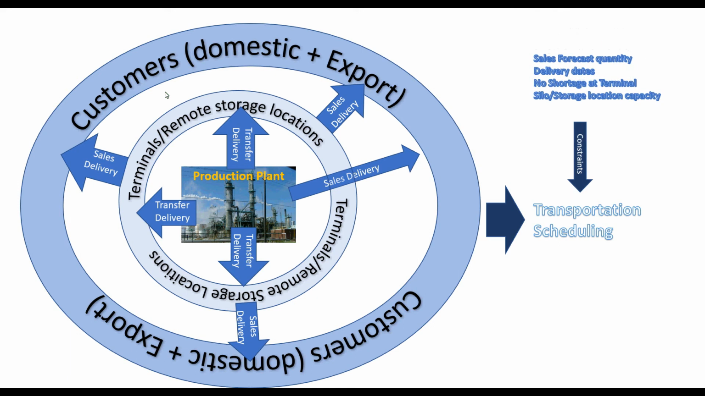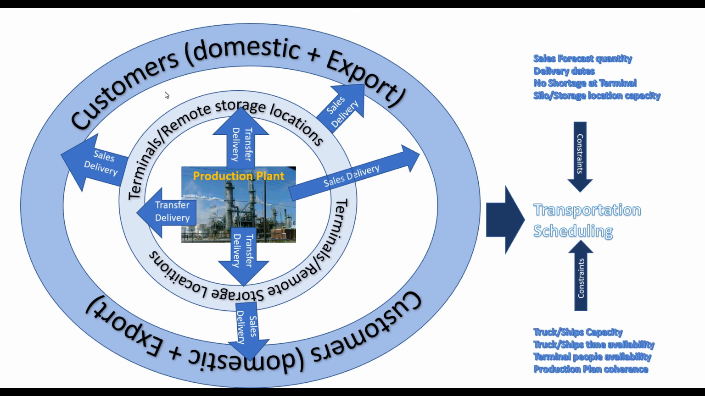This can be possible only if we take into account some constraints like the sales forecast quantity and dates at terminal level, but also at the production plant level. We avoid any shortage at terminal level if we consider the silo or storage location capacity, so as to refill it when it is close to the safety stock.